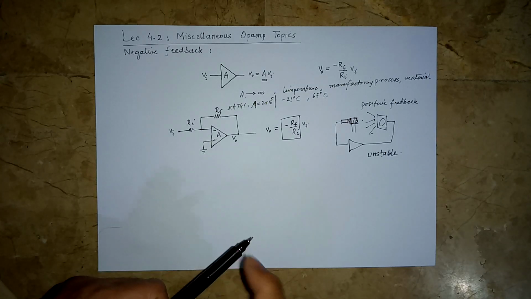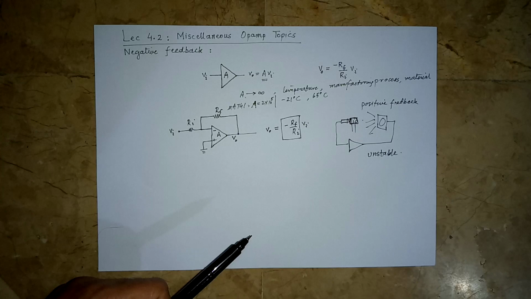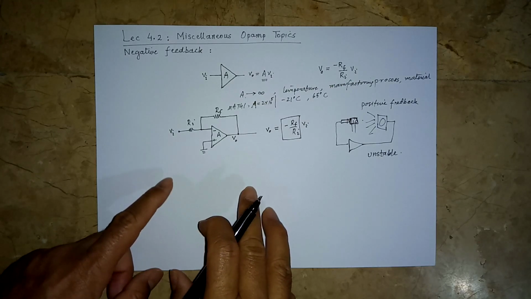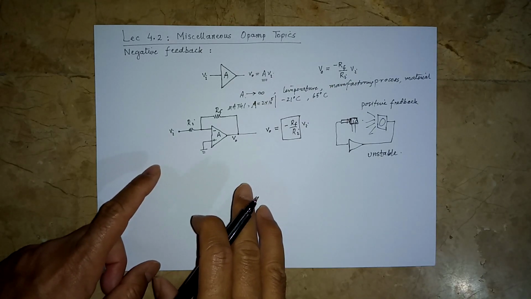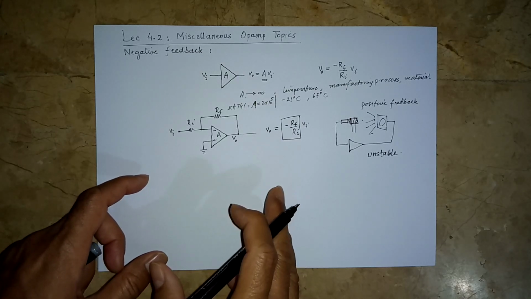So this is why negative feedback is used in op-amp circuits. Although we will come to one application where we will be using the op-amp without a negative feedback resistor. We will come to that later on.